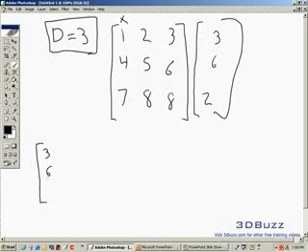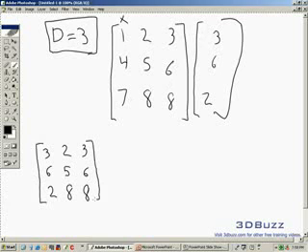3, 6, 2, 2, 5, 8, 3, 6, 8. So we've already done a whole bunch of 3 by 3 determinants. Should we do another one, or do you think... Just one more won't hurt us. Come on. Okay. So, 3 times 5 times 8 is 40 times 3, which is 120.